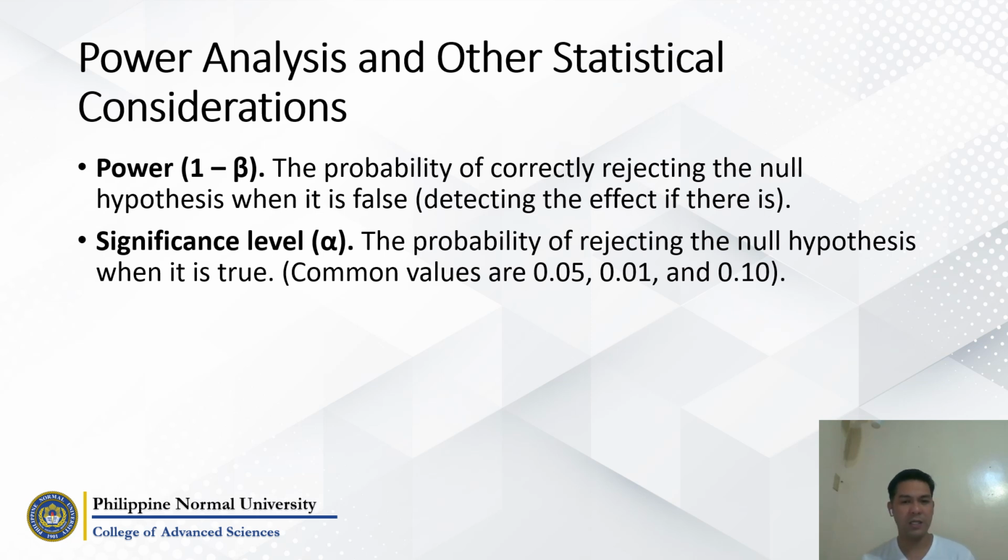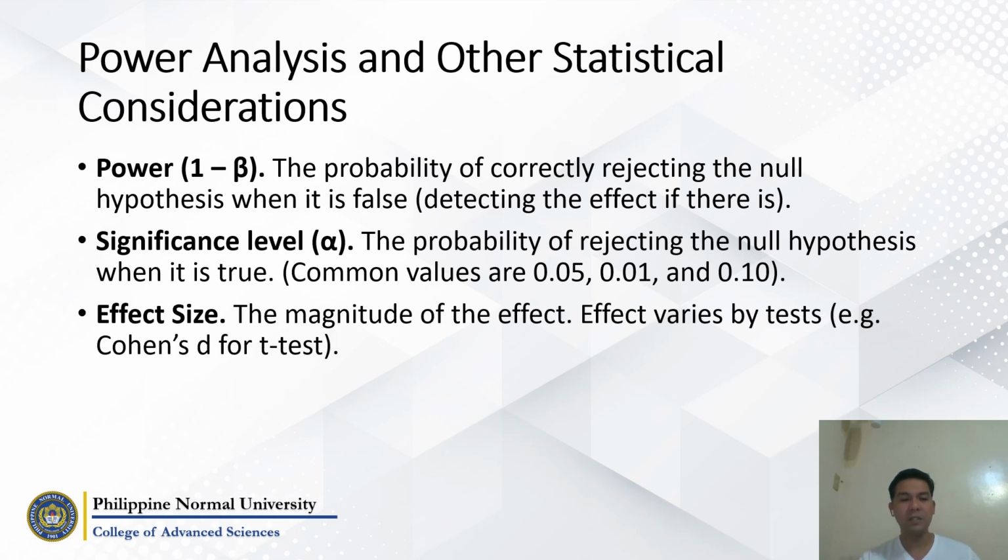Of course, you all know this, and we usually employ this one, the significance level or the alpha. This is the probability of rejecting the null hypothesis when it is true. Usually, our common values that we assign are 0.05, 0.01, and 0.10. Also, the effect size or the magnitude of the effect, because the effect varies by test. For example, we can use the Cohen's d for t-test.